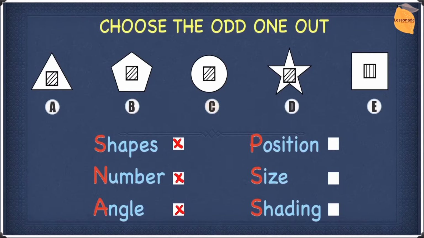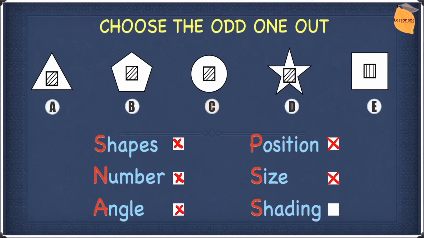In terms of position, the position of the shape is the same, because if you look at the inner shape, it's always in the middle. So for A, B, C, D, and E, the inner shape is always in the middle. So we cannot use this as an option to find the odd one out. So let's move on to size. In terms of size, all of the shapes have different sizes because they're all different shapes. So a triangle might be a different size to a pentagon, and it might be a different size to a circle. We cannot use size as a way of getting the odd one out either.